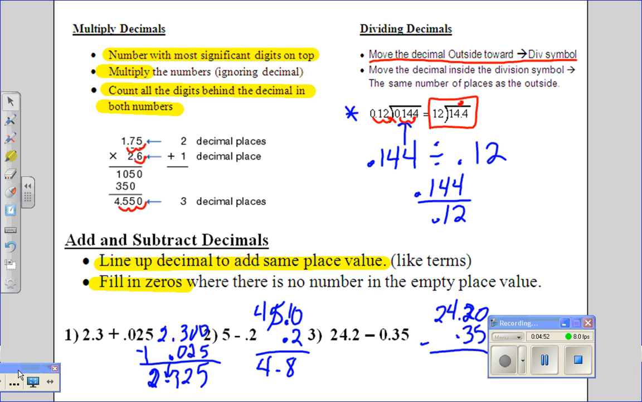The next video you will watch will cover the fraction portion of the remainder. So that was the decimals. So now you're going to need to stop this video and go to the second video.